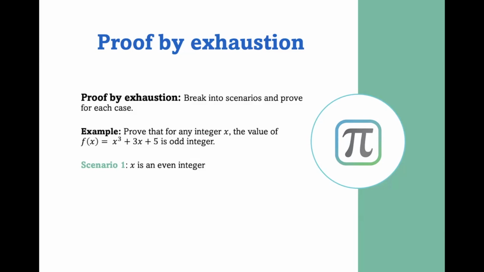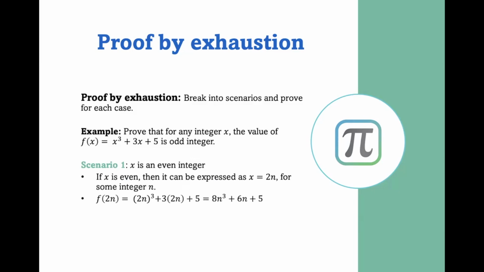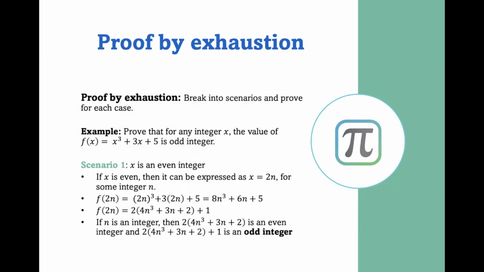So if we start with scenario 1, where we assume that x is an even integer, as before, this can be expressed as x equals 2n for some integer n, and we can substitute 2n into our function, which gives us 8n cubed plus 6n plus 5. We can rearrange this, and we know from before that if n is an integer, then 2 times (4n cubed plus 3n plus 2) plus 1 is an odd integer.